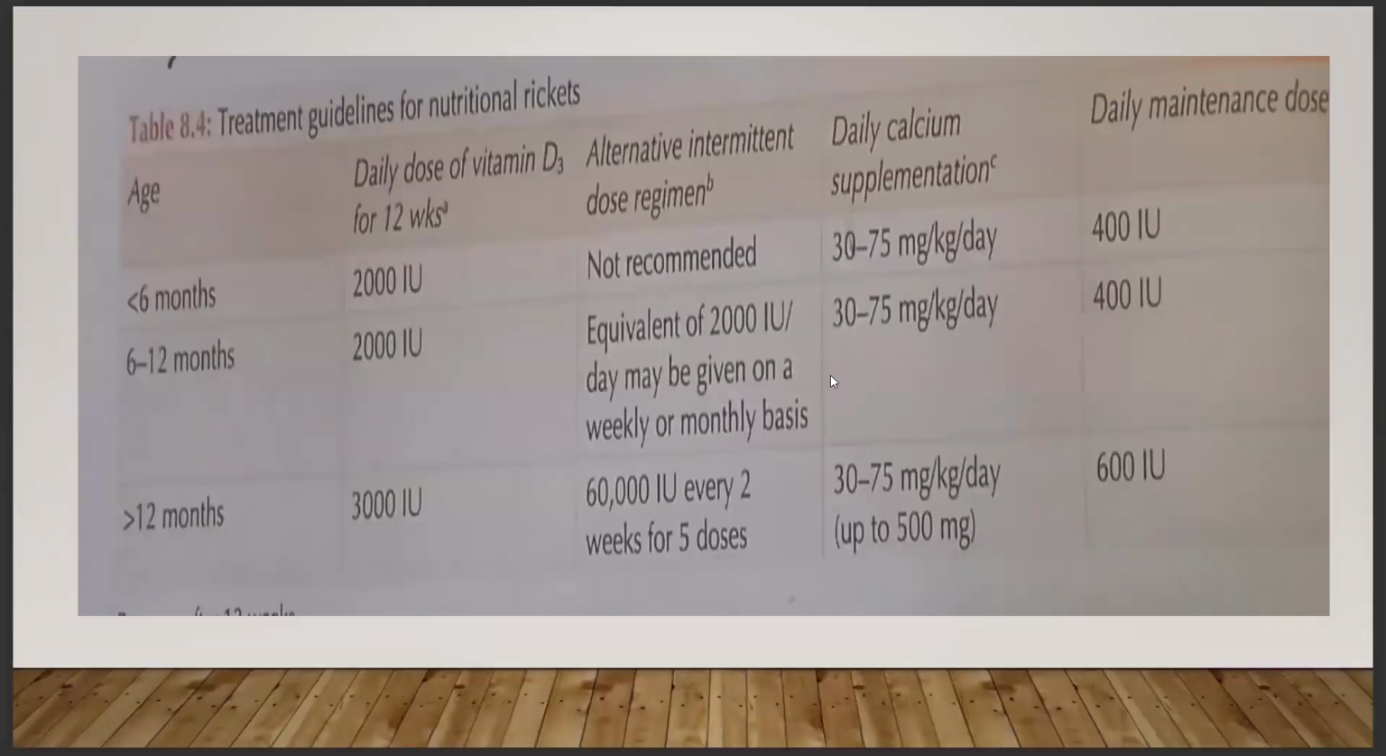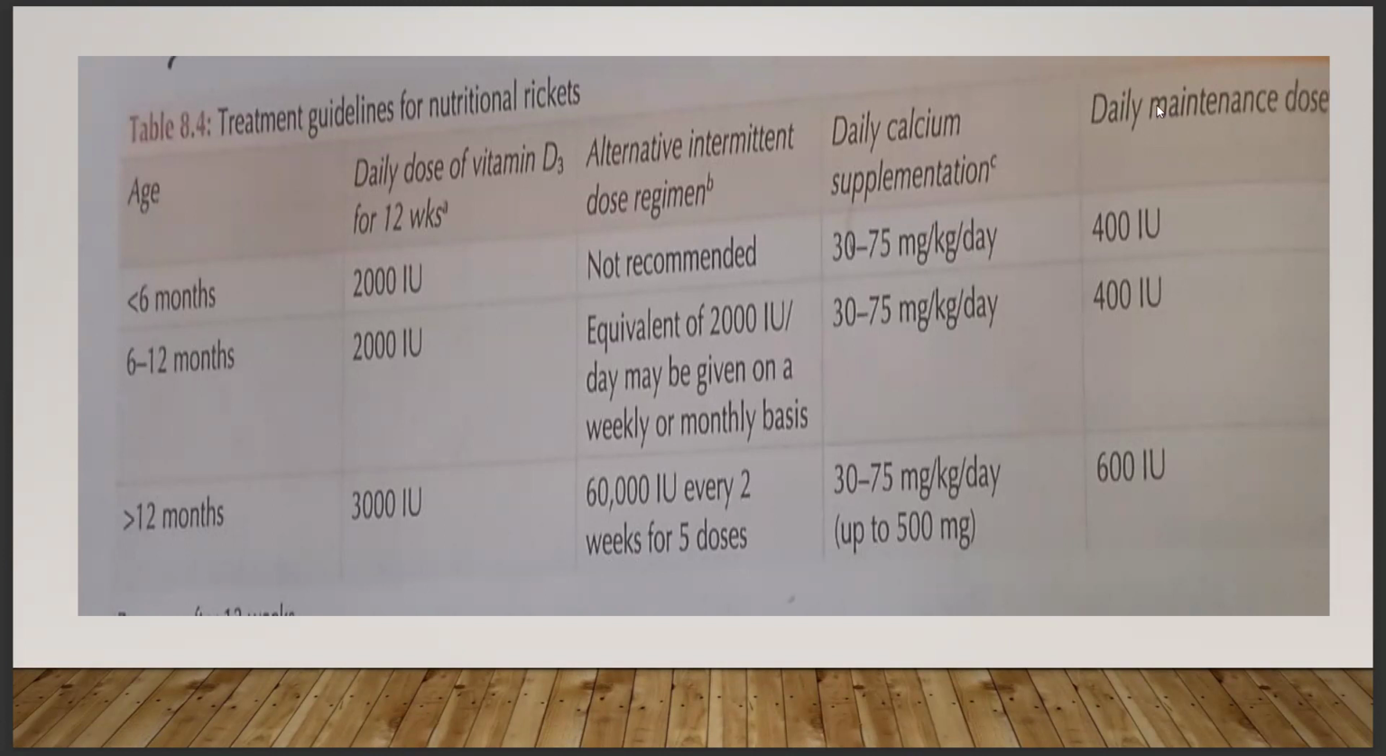Then these are the treatment guidelines for nutritional rickets. We have to learn the treatment and nutrition requirements from this IAP guide, new edition. The treatment guidelines are written according to age. For less than 6 months, we have to give a daily dose of vitamin D for 12 weeks, 2000 international units. The alternative intermittent dose regimen is not recommended in infants less than 6 months of age. Along with vitamin D3, we have to give daily calcium supplementation of 30 to 75 milligram per kilogram. It is similar in all age groups.